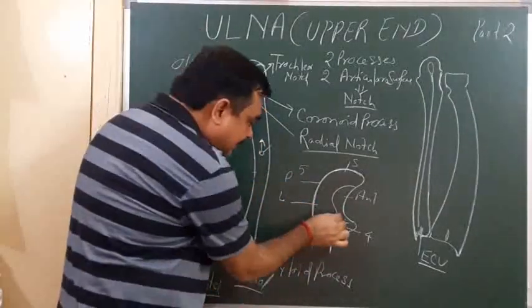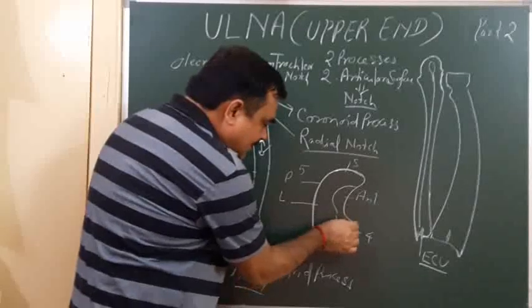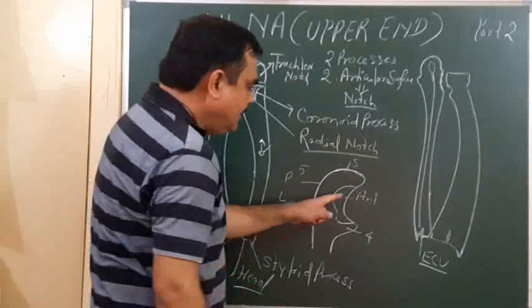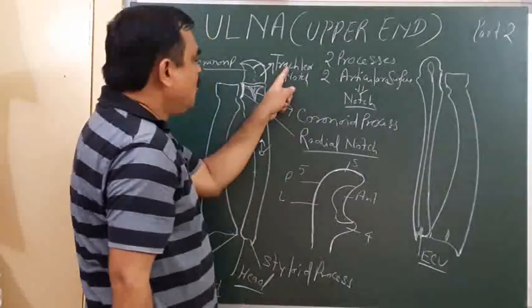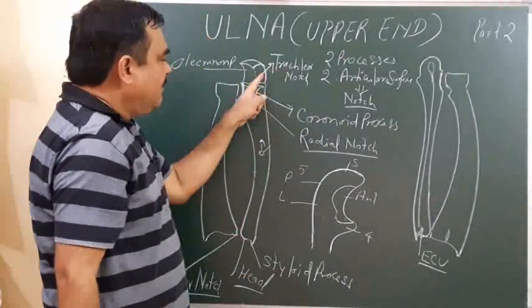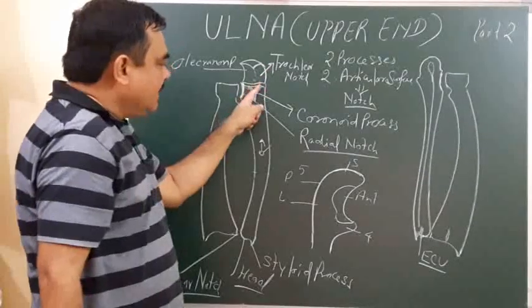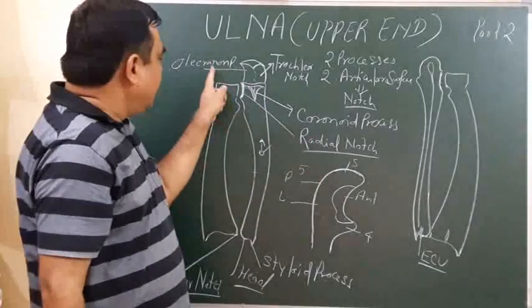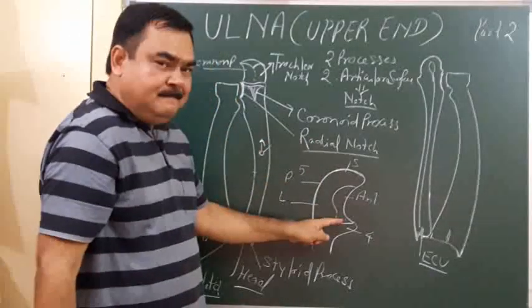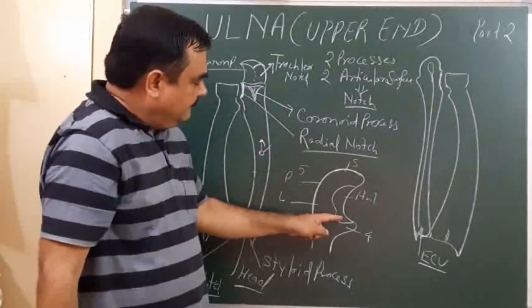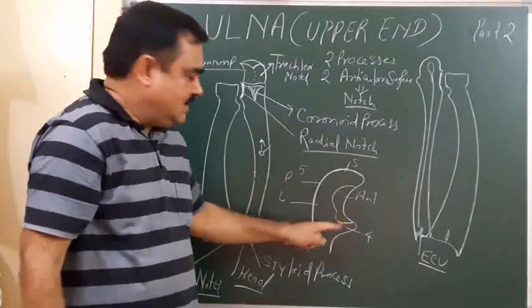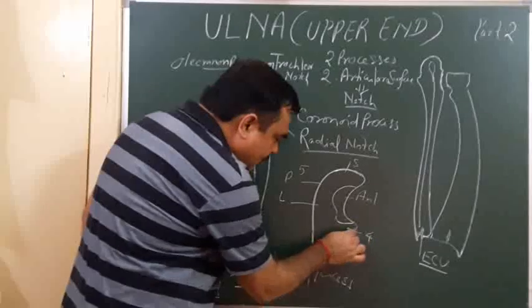It has a superior surface, and this surface is articular. This surface forms part of the trochlear notch, the lower part of the trochlear notch. The upper part is formed by the anterior surface of the olecranon process, and the lower part is formed by the superior surface of the coronoid process. Here is the inferior surface of the coronoid process.